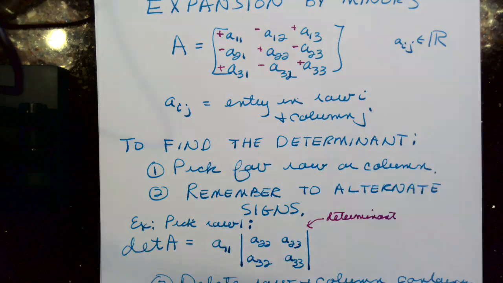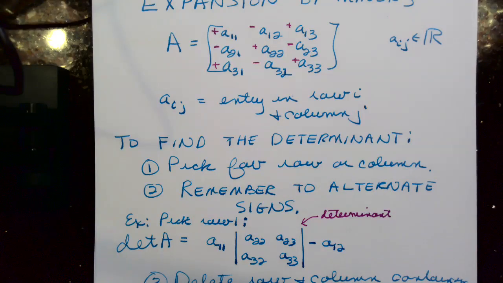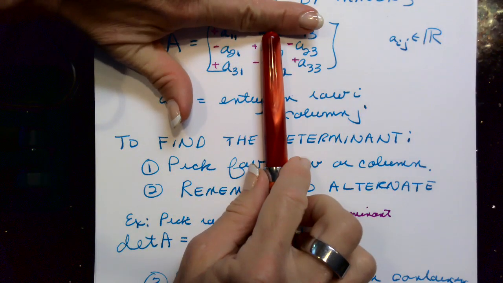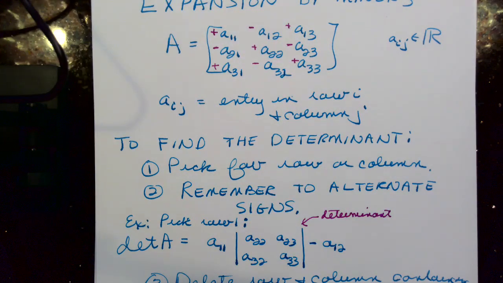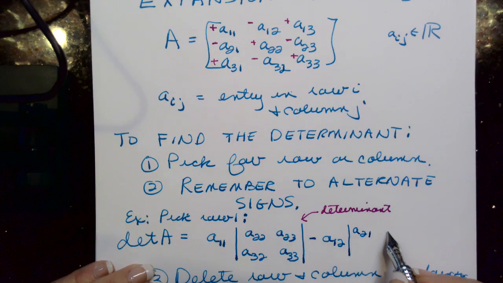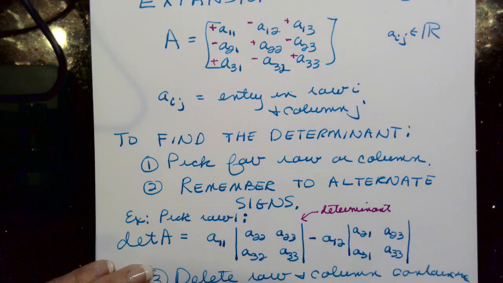Now I'm going across the row. The next one goes with a minus. So I take minus A12. In my mind, I delete the row and the column containing A12. Okay. So now what does that leave me? It leaves me a 2x2 matrix with 4 entries. And the 4 entries are A21, A23, A31, A33. Okay. I take the determinant of that.